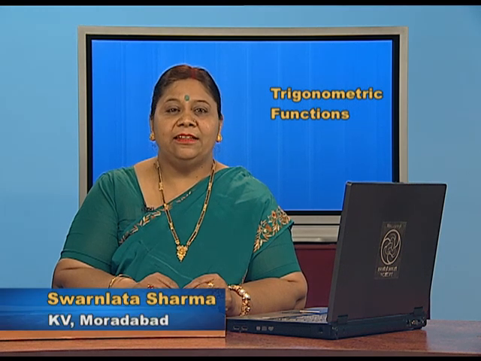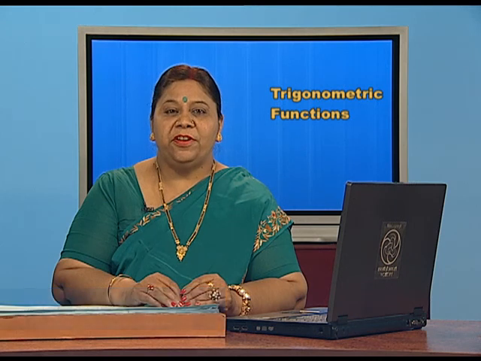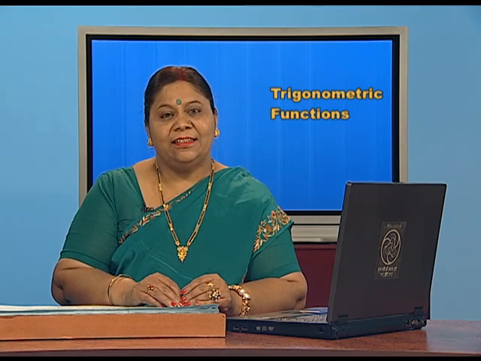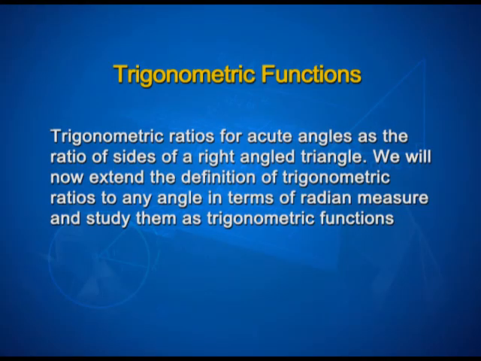In the last session, we discussed trigonometry and various types of angle measures. Today, we shall discuss trigonometric functions. In earlier classes, we have studied trigonometric ratios for acute angles as the ratio of sides of a right triangle. We will now extend the definition of trigonometric ratios to any angle in terms of radian measure, and we will study them as trigonometric functions.